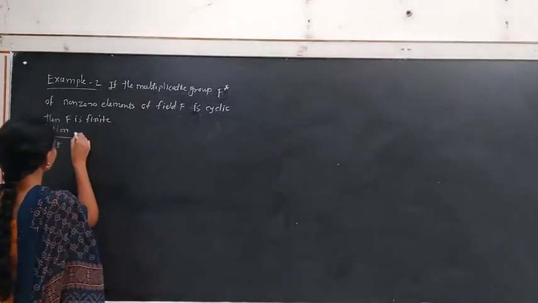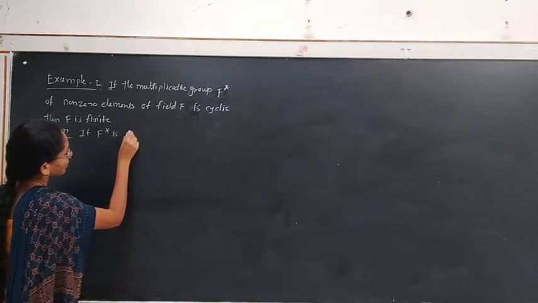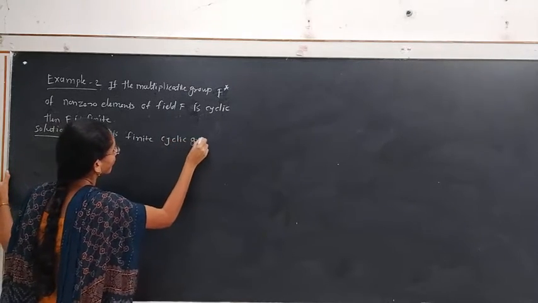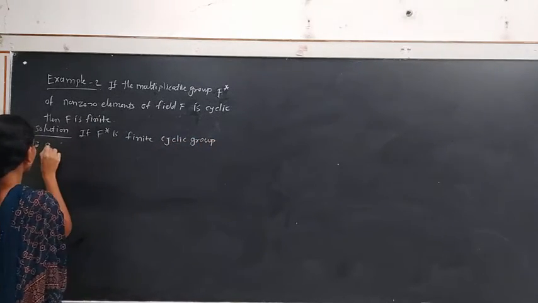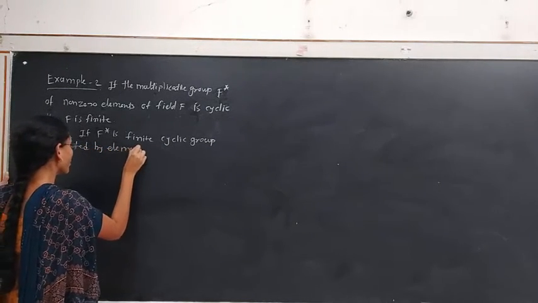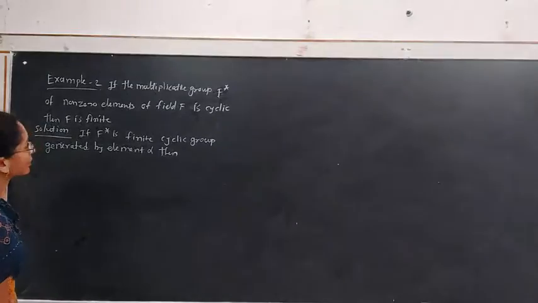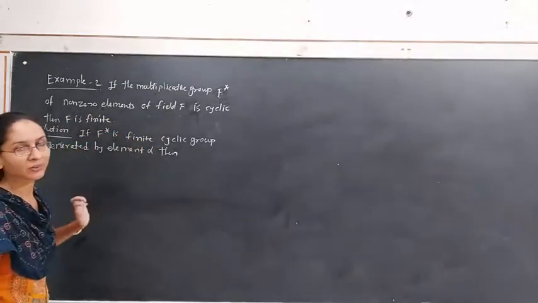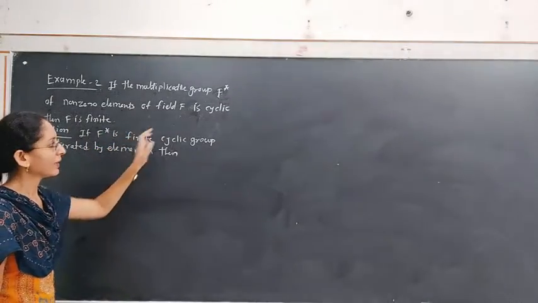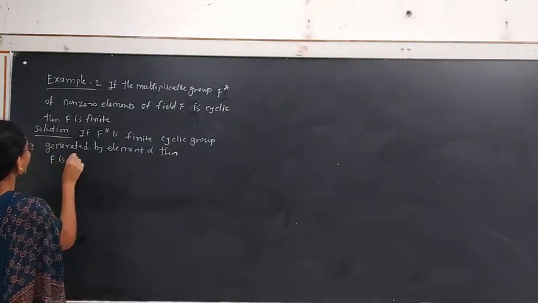So, if F star is a finite cyclic group generated by alpha, then what is F star? F star is the multiplicative group of non-zero elements of the field F. If the non-zero elements of the field F form a finite cyclic group, then F must be finite.